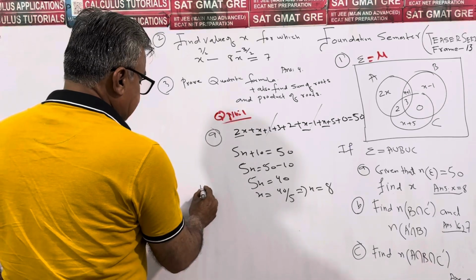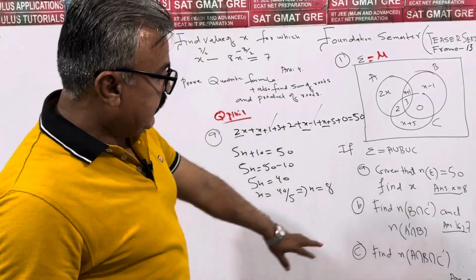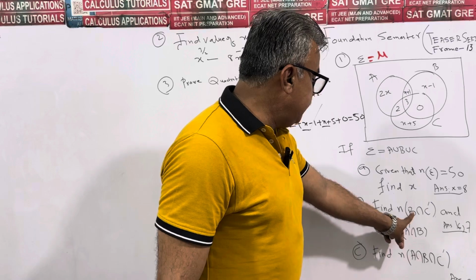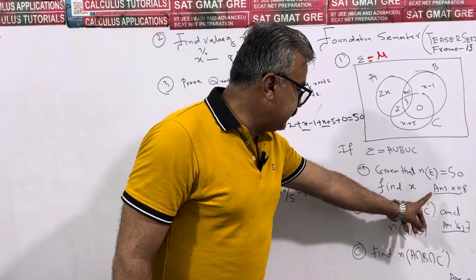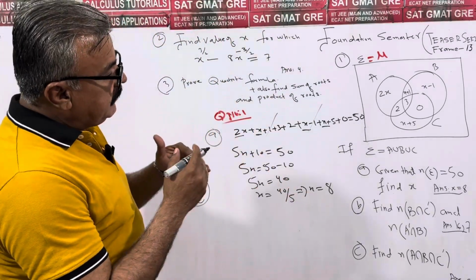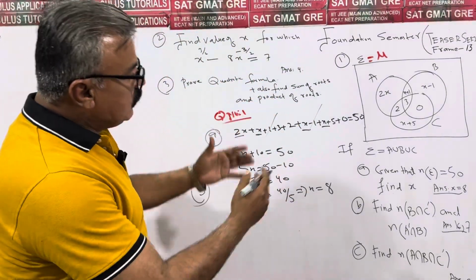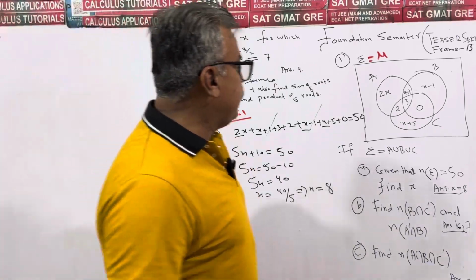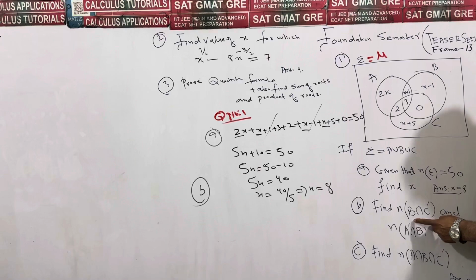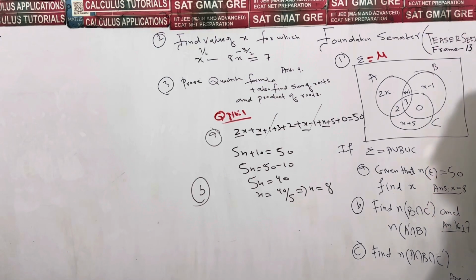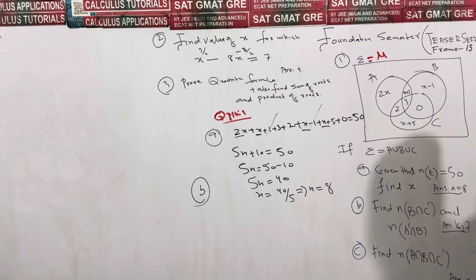For part B, it's given to us what we have to find out. A good question: the number of elements in B intersection C complement. C complement means excluding C, and we have to restore B but not C. Let's see how. We have to restore B, not C.